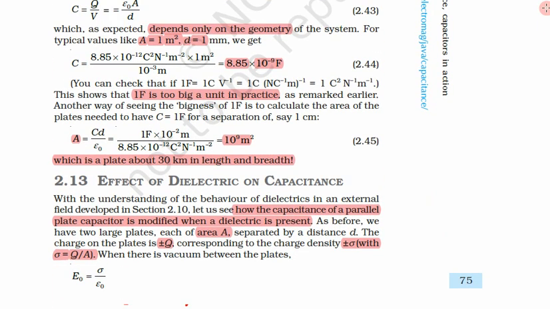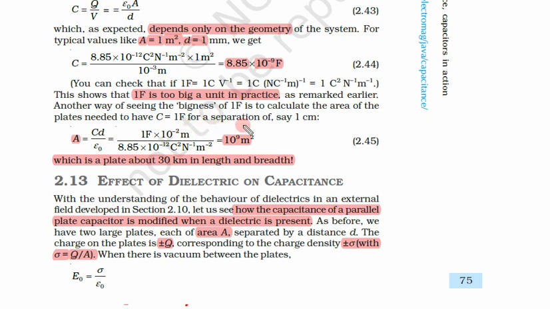In real life, capacitors cannot be this much big. Have you ever seen this much big capacitor? No. The capacitor which is connected to your fan is much smaller. They are typically 3 or 4 or 5 centimeter, round capacitors connected to your fans. So 1 farad is too big a unit. 1 farad is a very big unit in real life. So let us take much smaller units, nanofarad or microfarad. So these are practical units.